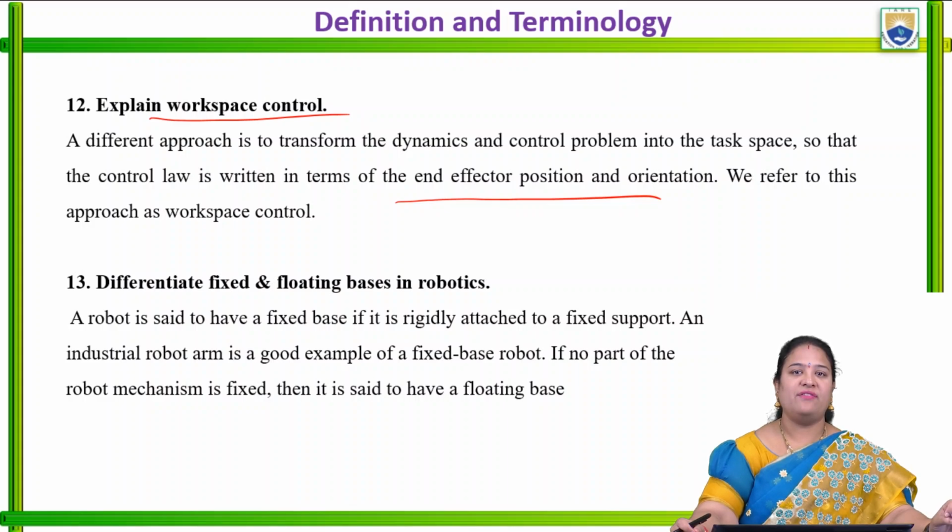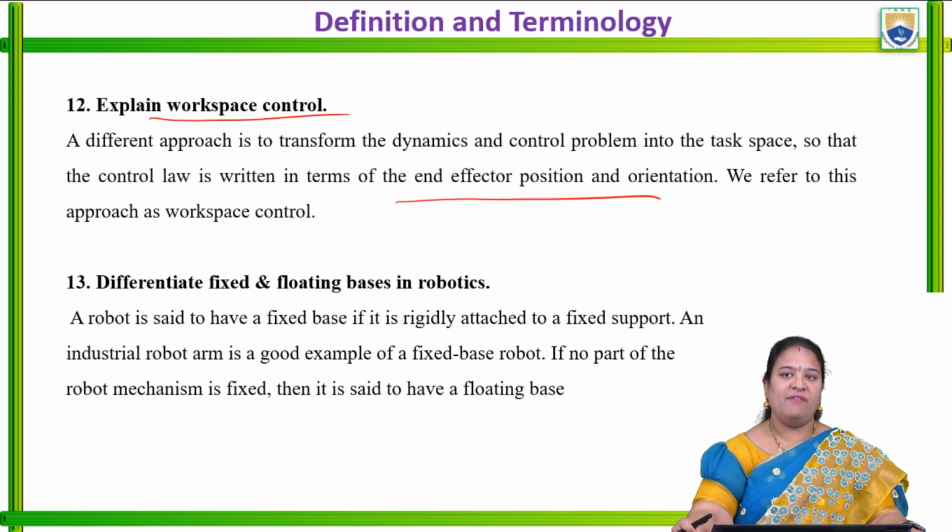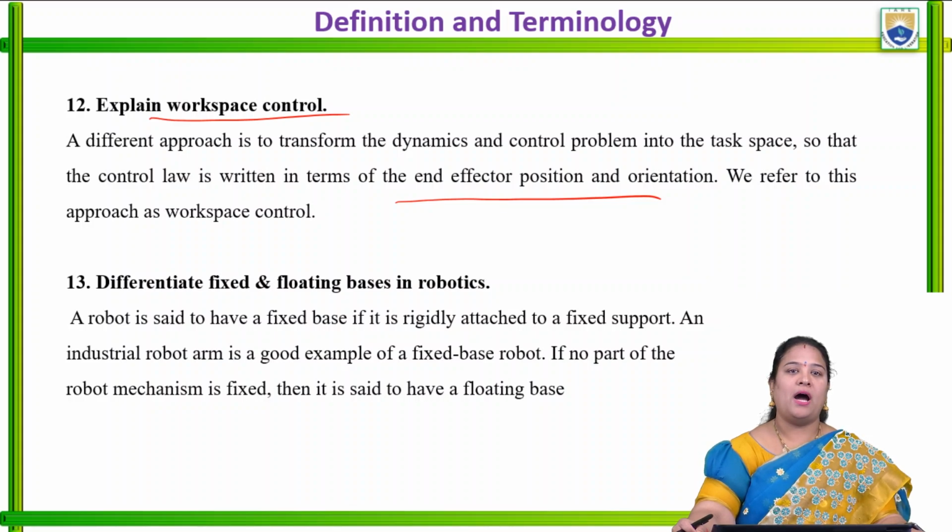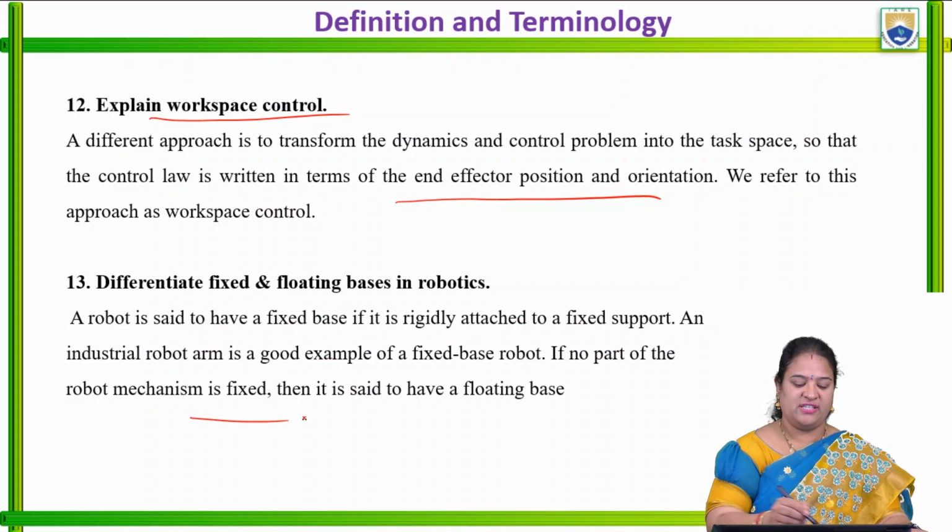So what next? Differentiate fixed and floating bases in robotics. What do we mean by fixed base and floating base in robotics? Fixed base means the base is rigid and fixed to the ground, whereas floating base means no part of the robot mechanism is fixed.